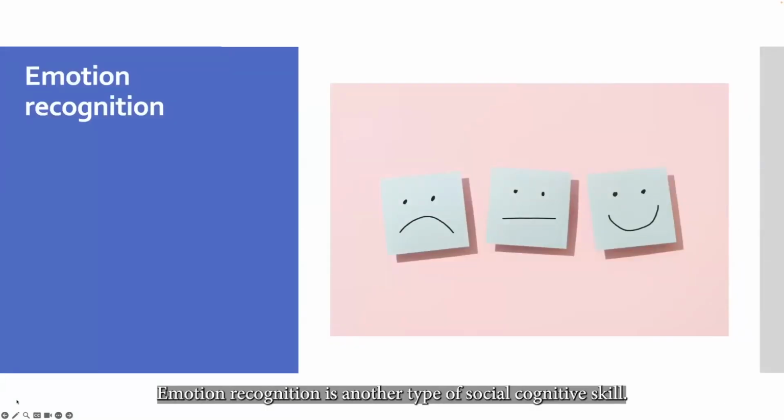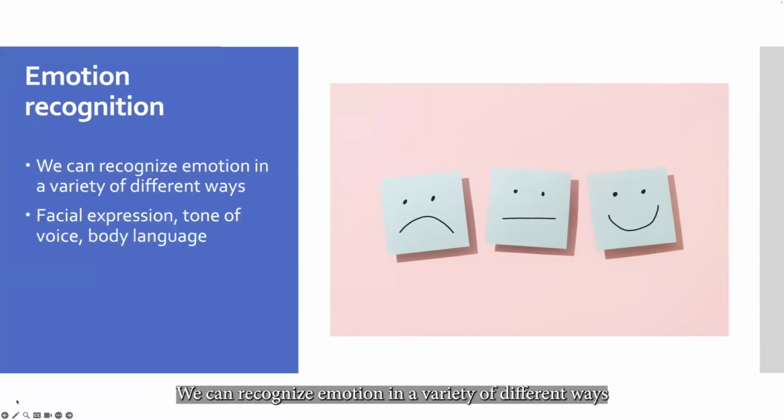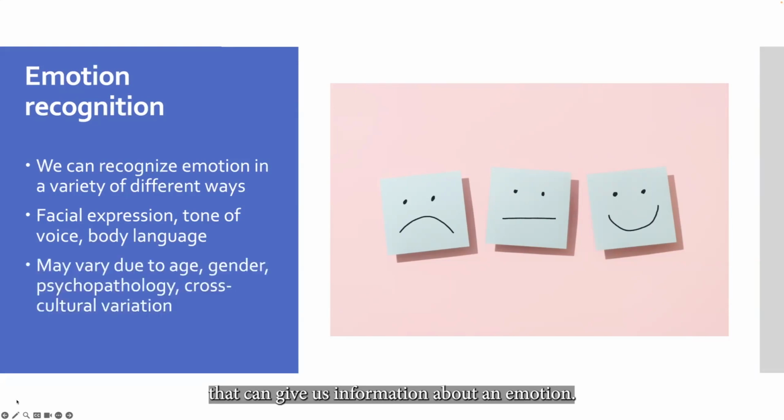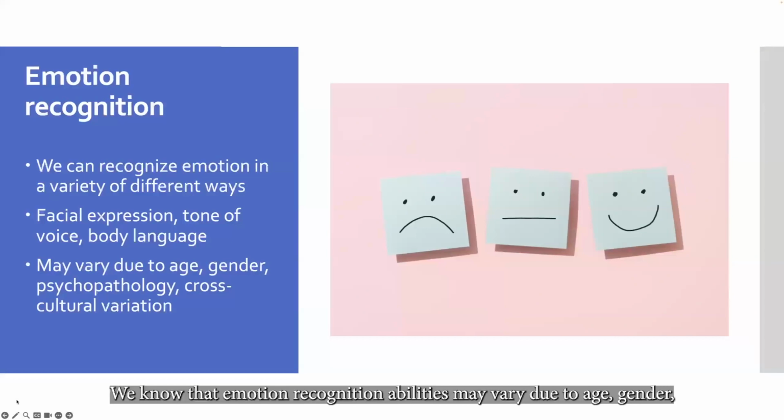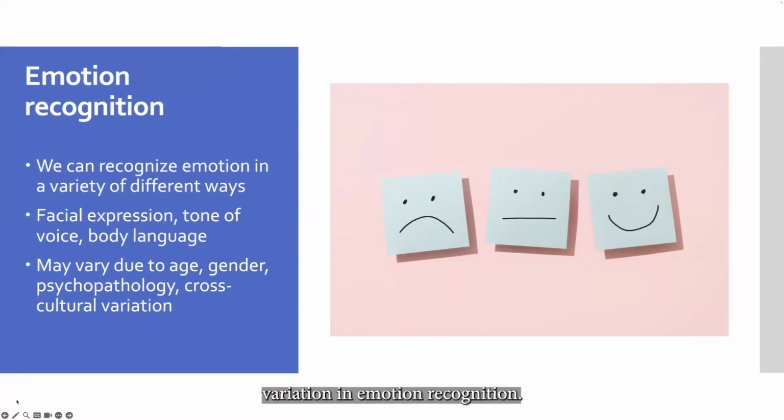Emotion recognition is another type of social cognitive skill. We can recognize emotion in a variety of different ways: facial expression, tone of voice, body language, so many different types of data that can give us information about an emotion. We know that emotion recognition abilities may vary due to age, gender, presence of psychopathology, and that there is cross-cultural variation in emotion recognition.